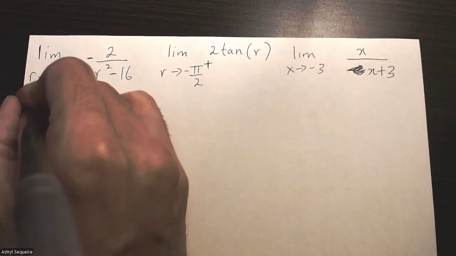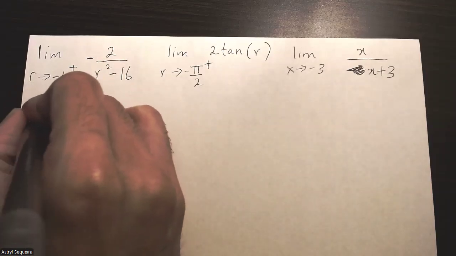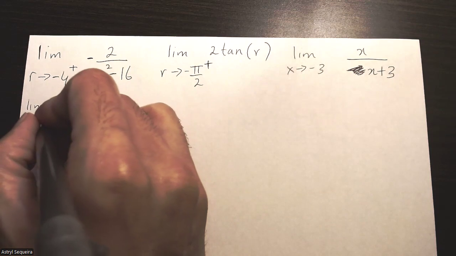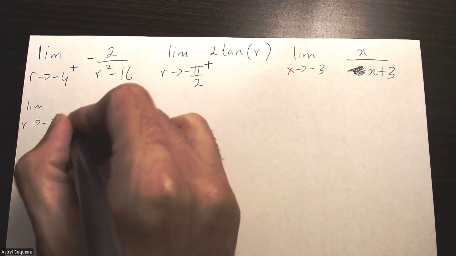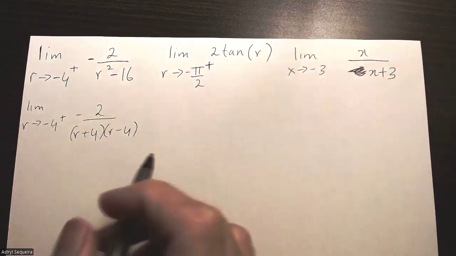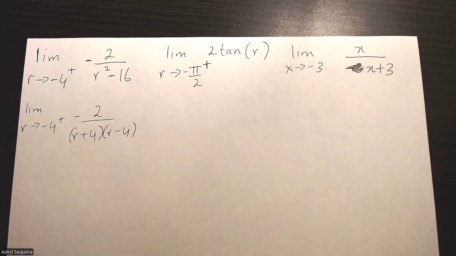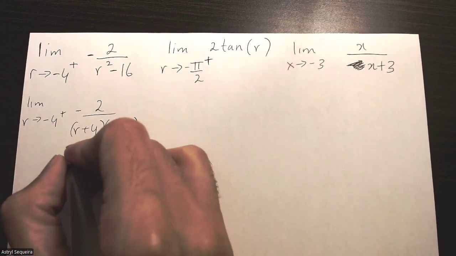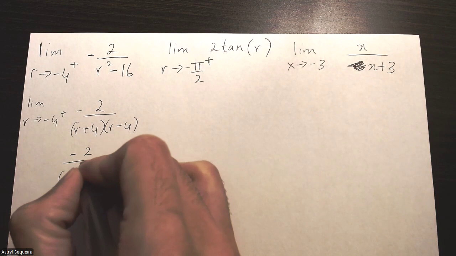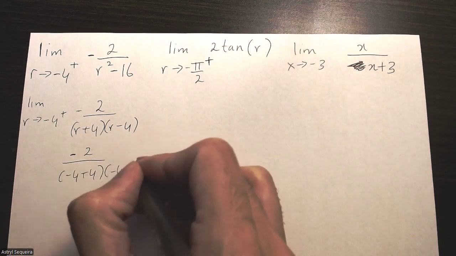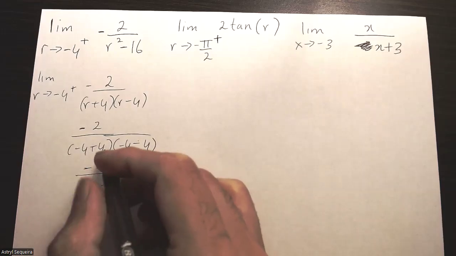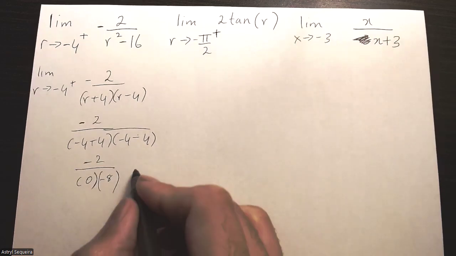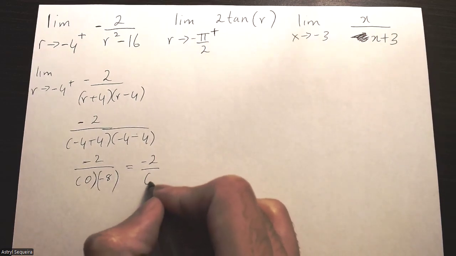So I'm going to just start by factoring that function because it is possible to factor it. And now it's not really possible to simplify. I can't really cancel anything out. So let me sub in my limit into this function. And I'll just get -2 over 0.